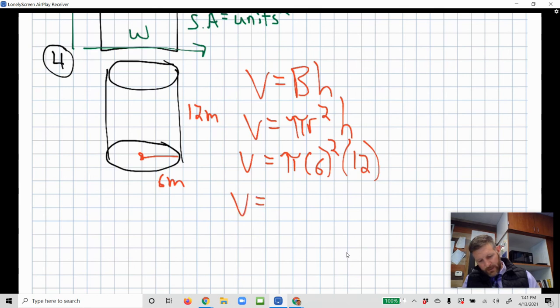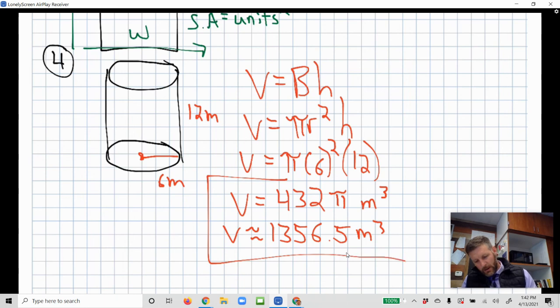So now we can crunch that. Volume equals 6 times 6 is 36. 36 times 12 is 432. We're going to get some big numbers when calculating volume. So 432 pi meters cubed, because we're in 3 dimensions of volume, talking about space. If you want to leave it in terms of pi, there you go. Or you could crunch that number. It gets even bigger. Don't be scared by the big numbers. 1356.5 meters cubed, approximately.